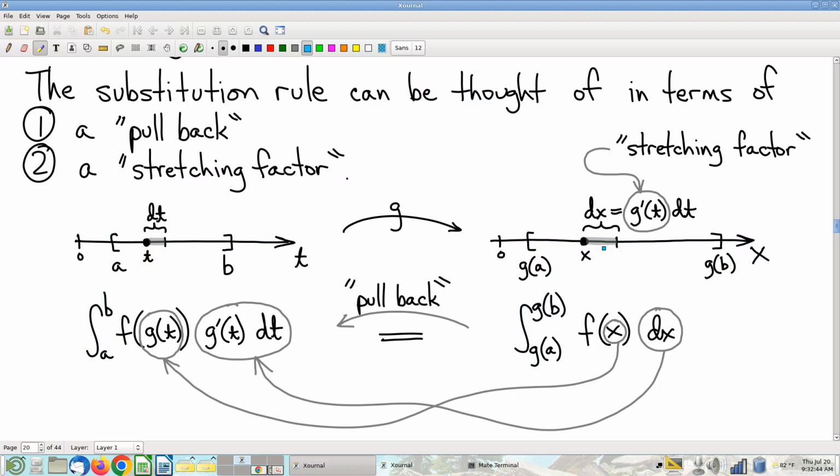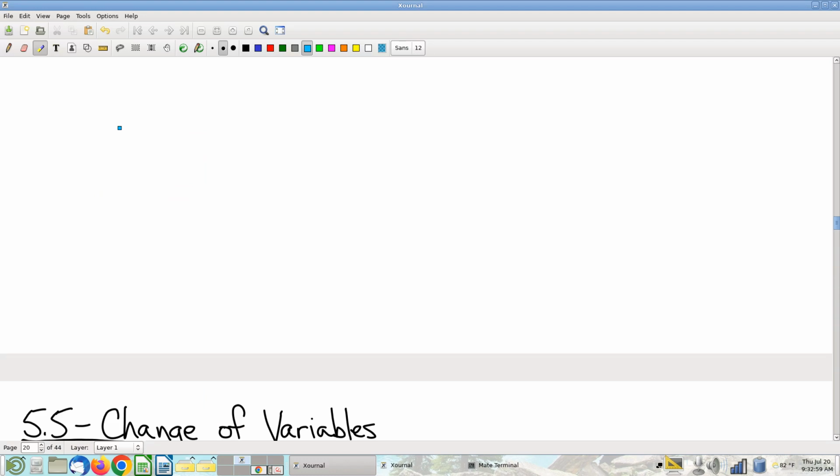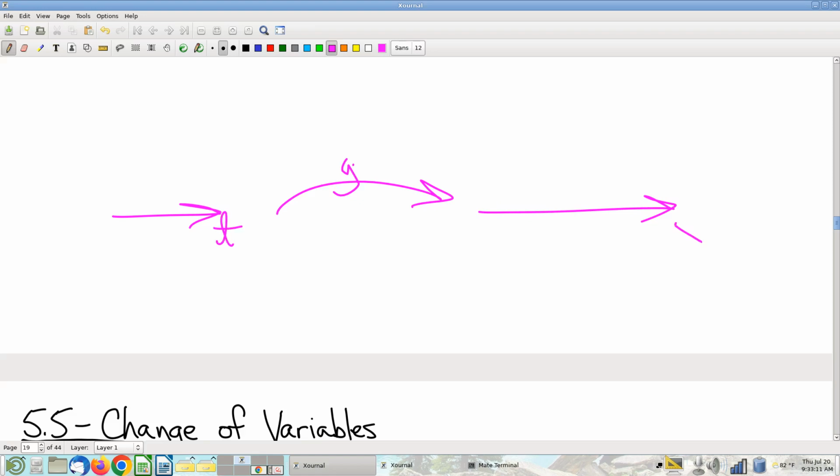A couple other things. I'd like to introduce the idea that there's something called a pullback happening here. The idea of a pullback is a little bit weird of an idea. In fact, let me start off by coming up here, some blank space, and just writing something down. This is going to seem a little silly. But if I were to have a function, I'll call it g, why not, where t is the input and x is the output. And let's suppose that g of t is t squared.